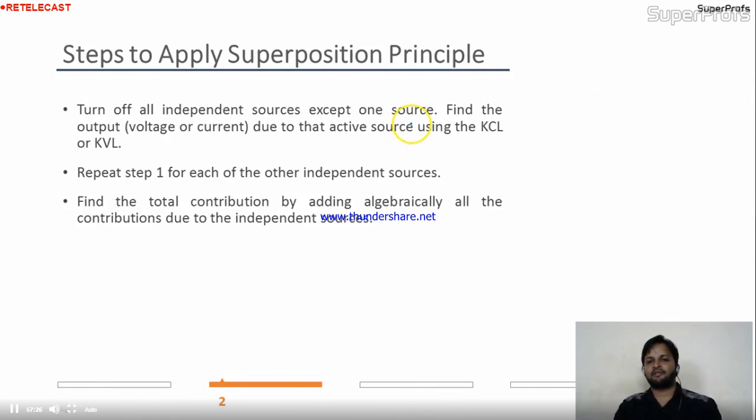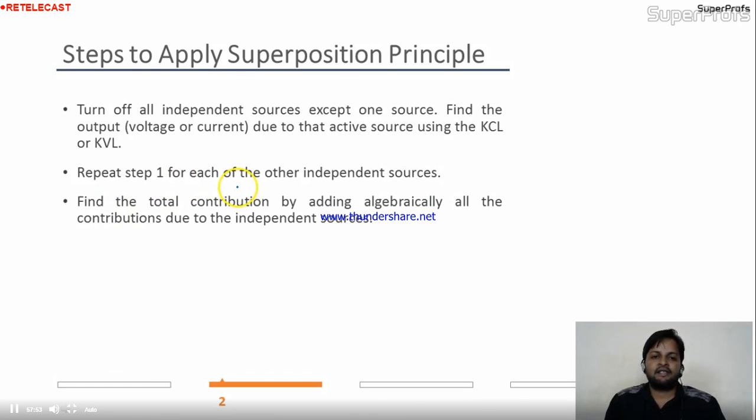Steps to apply the superposition theorem. As I told you in the example, turn off all independent sources except one source, the source which we are taking into consideration. Find the output voltage or current, whatever they are asking in the question, due to that active source. Simply we have to apply KCL and KVL and find it out.